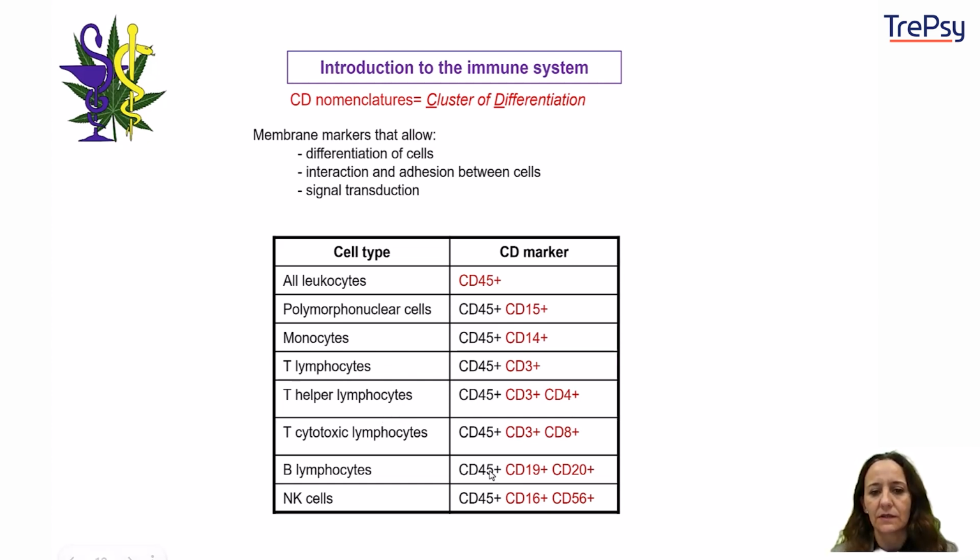B lymphocytes also are leukocytes, but they express another two markers, CD19 and CD20, that are representative of this population. And also NK cells express this CD45, they are leukocytes, but they express another two markers, CD16 and CD56. So these markers allow us to distinguish among these different cell populations.